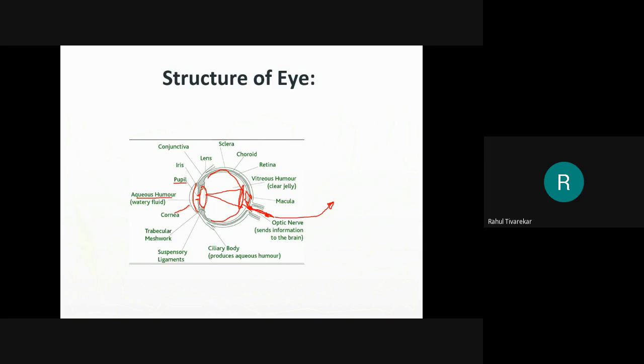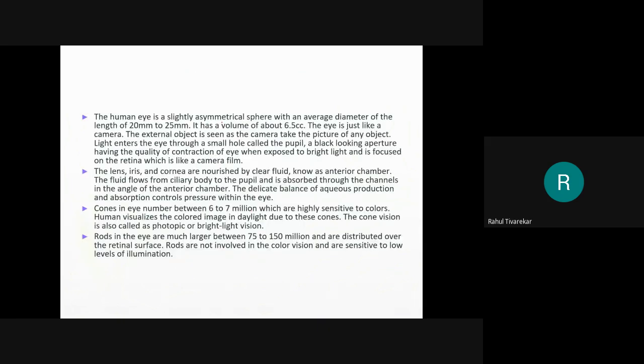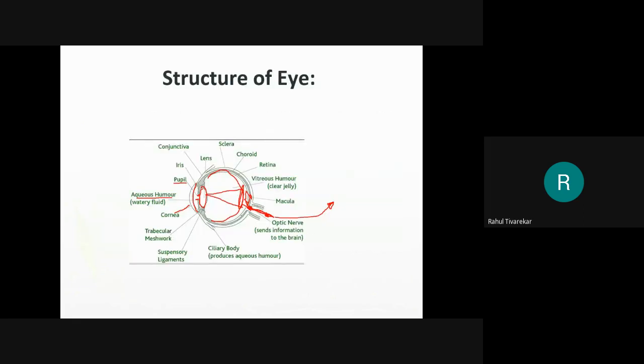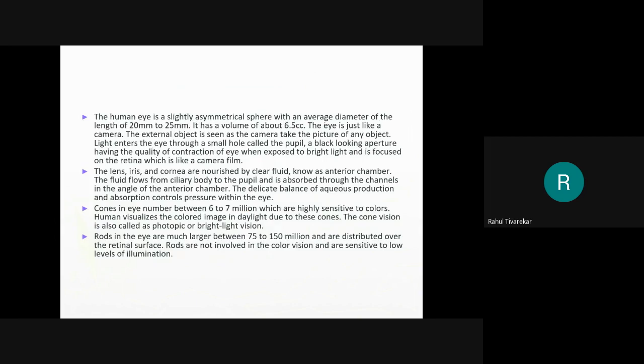Basically, the human eye is a slightly asymmetrical sphere. As we saw here, it is not a complete round shape, it is an asymmetrical sphere with an average diameter of 20 millimeter to 25 millimeter. So the total width or vertical height of the eye may not be greater than 2.5 centimeter. It has a volume of 6.5 cubic centimeters. So the internal volume of an eye is 6.5 centimeter cube. If you take height, width, and breadth collectively, the volume of that spherical structure may occupy 6.5 centimeter cube.